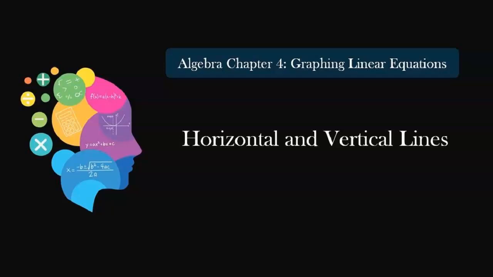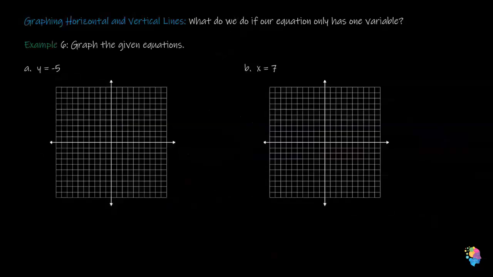In this video, we will learn how to graph horizontal and vertical lines. Now, there will be times when your equation will be missing one of the variables, either missing the x's or missing the y's. So let's start with A. Here we are given that y is equal to -5.